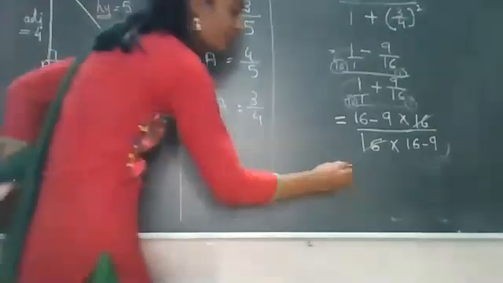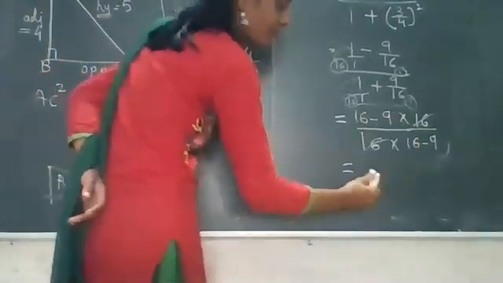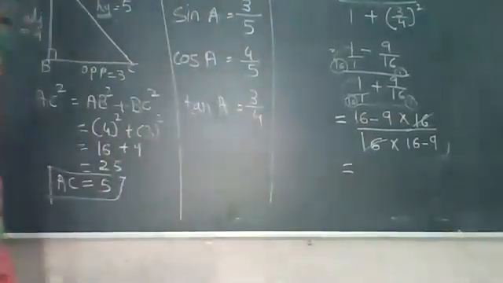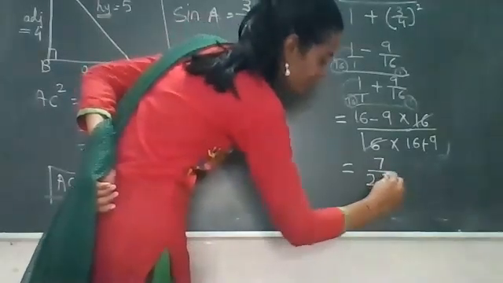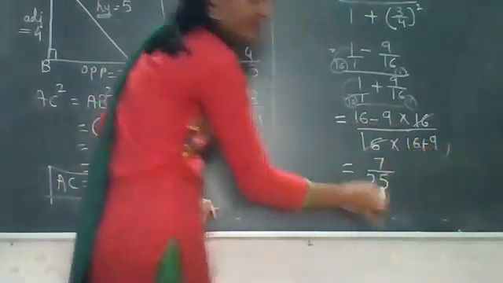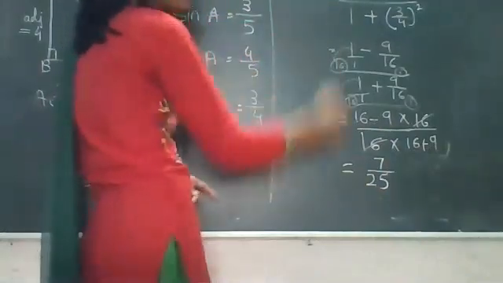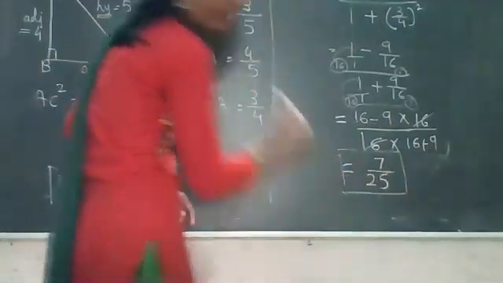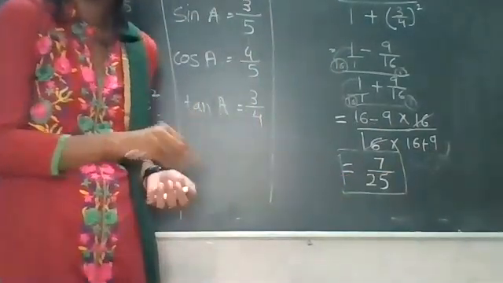Is equal to what? 16 minus 9 is equal to how much? 7 upon 25. Yes, 7 upon 25, because 16 minus 9 is there, and here 16 plus 9 is there. So you will get LHS is equal to 7 upon 25.